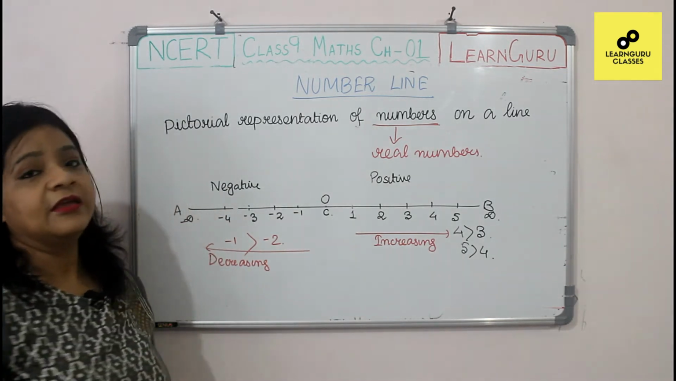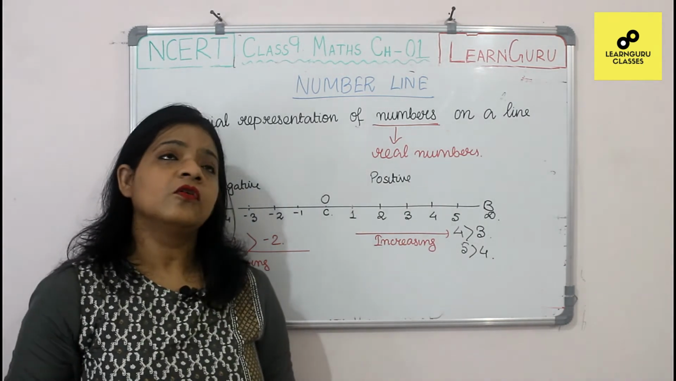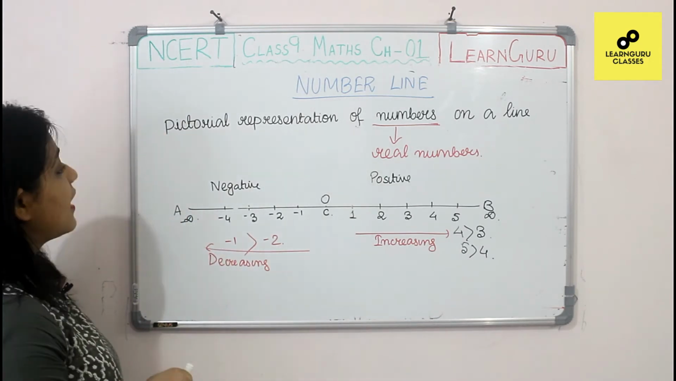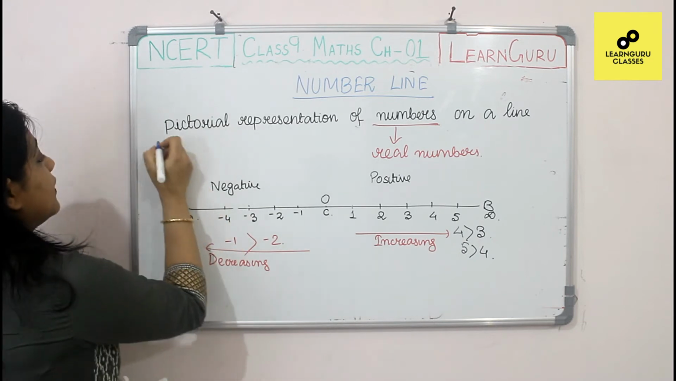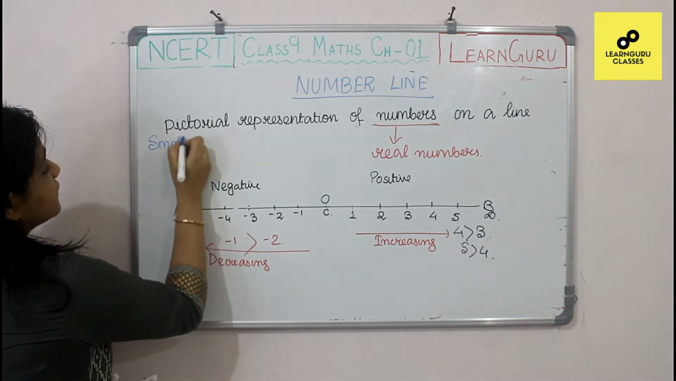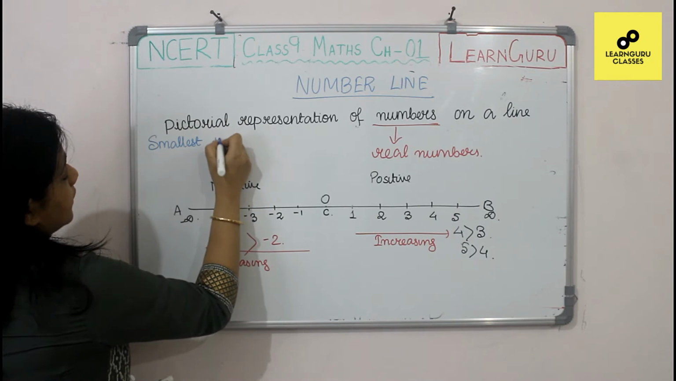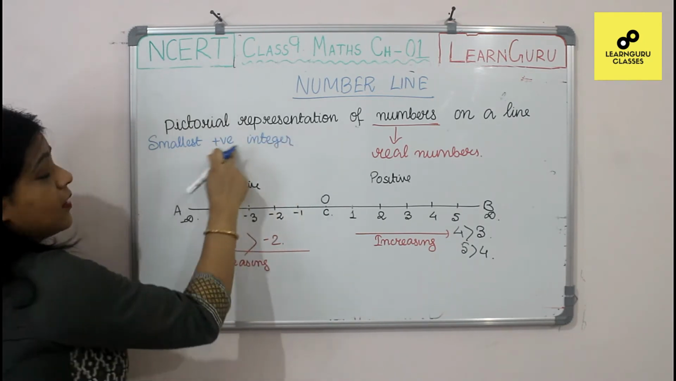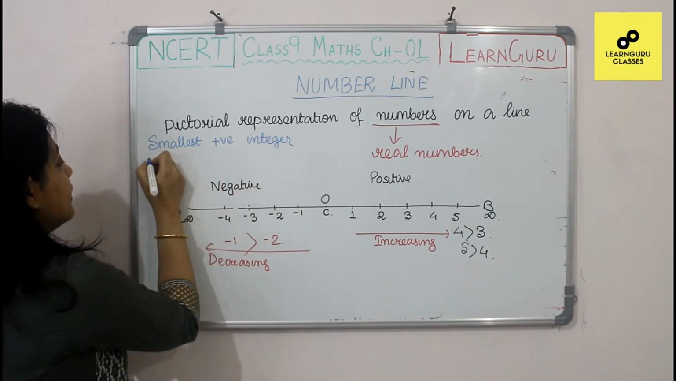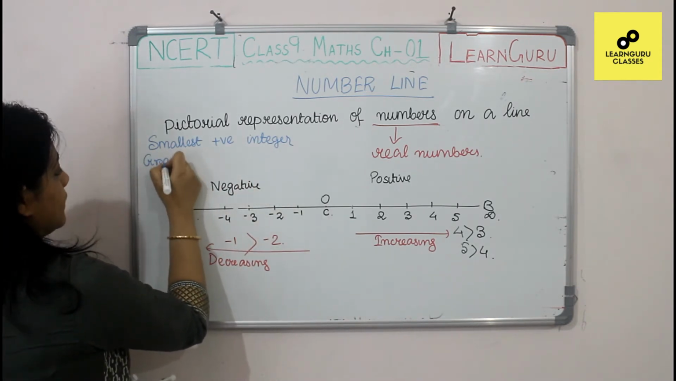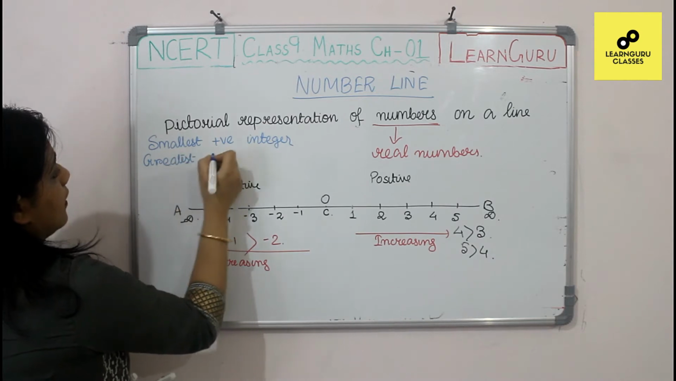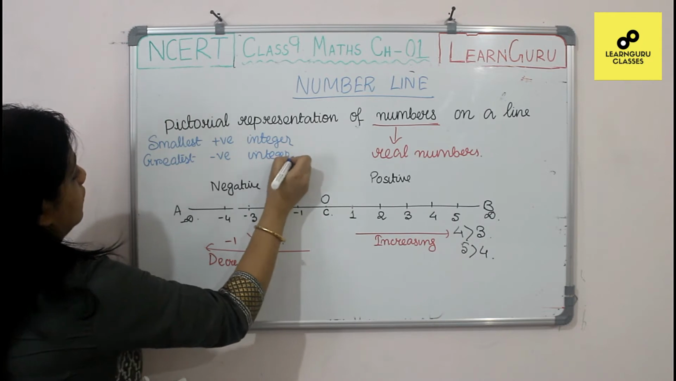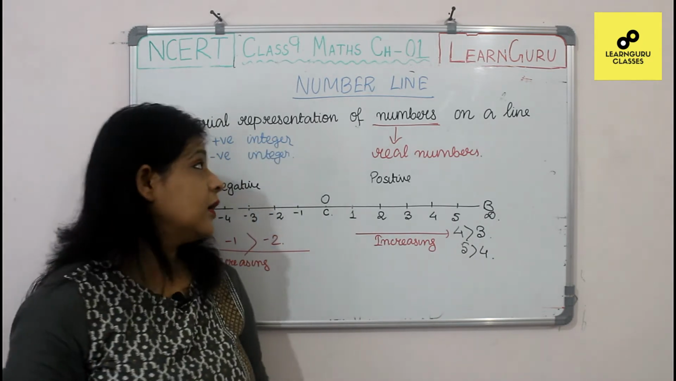of negative integers. Okay, so if somebody asks you, from the number line, which one is the smallest positive integer, I am writing positive with plus ve, and the greatest negative integer, what will be your answer?